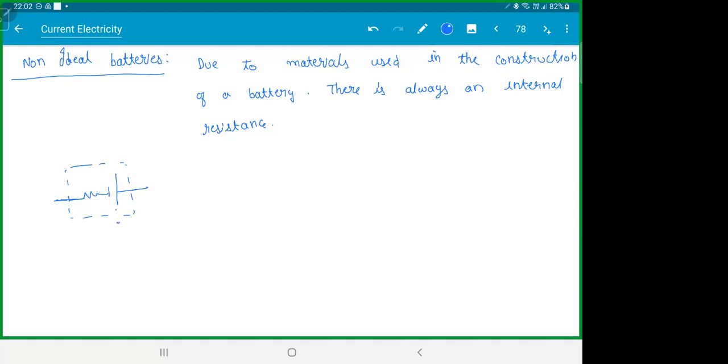So EMF is E. The internal resistance is R. E is called EMF, and R is called internal resistance, which cannot be eliminated. This is point B and this is point A. If you take current I flowing in the circuit like this, the potential difference VA minus VB is equal to E minus IR. So this term is your potential difference.